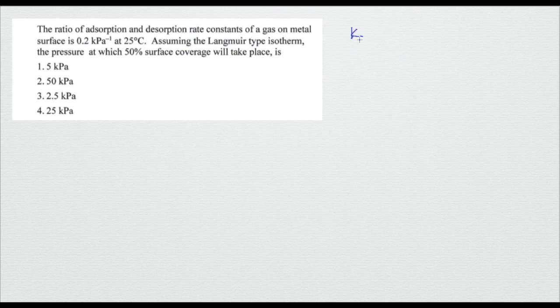So the ratio of adsorption and desorption, that is Ka upon Kd, is given as 0.2 per kilopascal. That's what is given to you, and it is being done at 25 degrees Celsius. Assuming the Langmuir type of isotherm, find the pressure at which 50% surface coverage is achieved. 50% surface coverage means the theta value is 50%, or you can write 50 upon 100. That's what your theta value is.